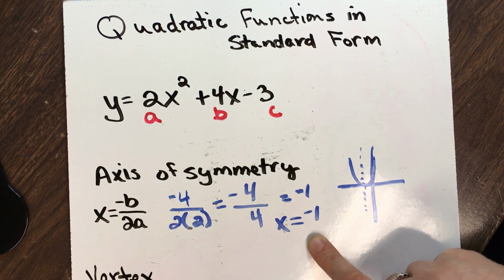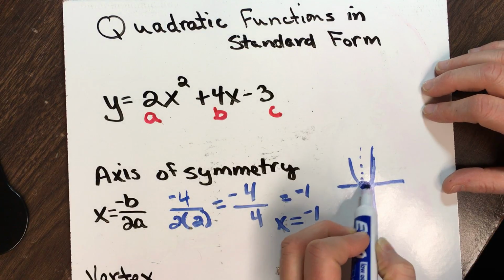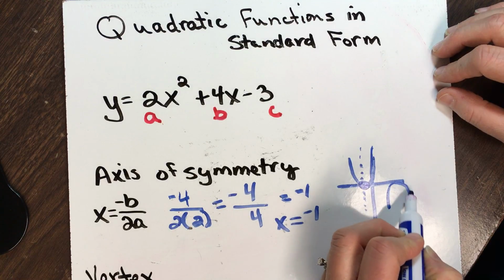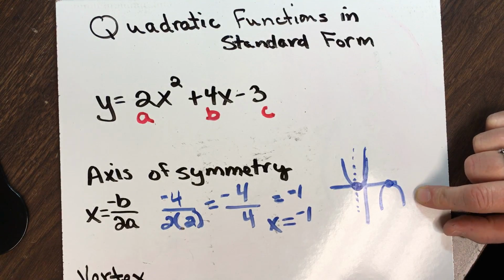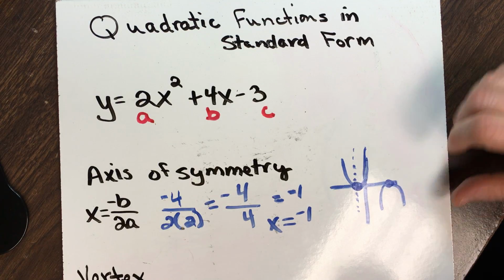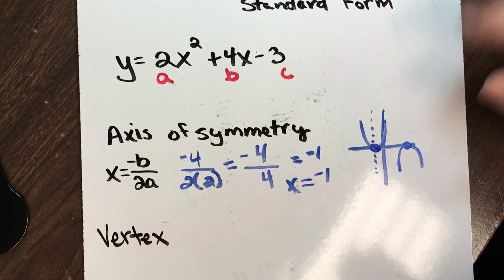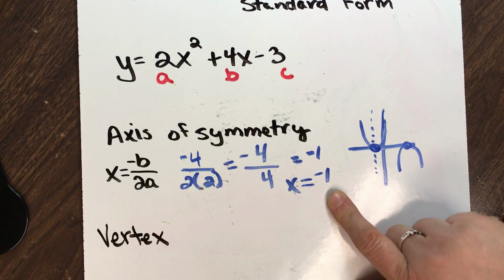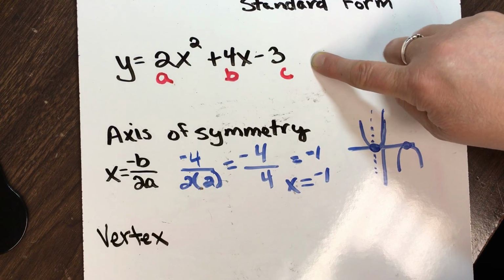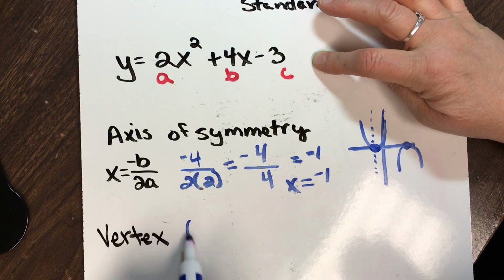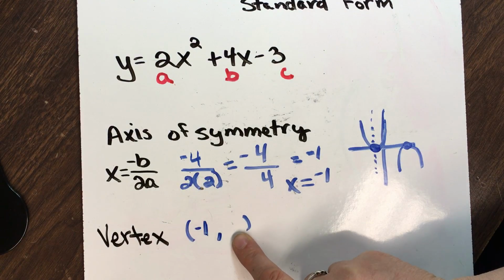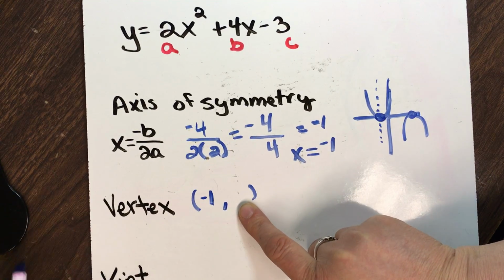Now, to find our vertex is our very lowest point, or very highest point if it's upside down. So our very lowest point or our very highest point of our parabola. Let's figure out how we get that. We're going to put this back in our original equation to get our second piece of our ordered pair. So we need something that looks like this when we're done. We already have one piece, negative 1. Now we need this second piece. We need our y. So we're going to put that back in the equation.